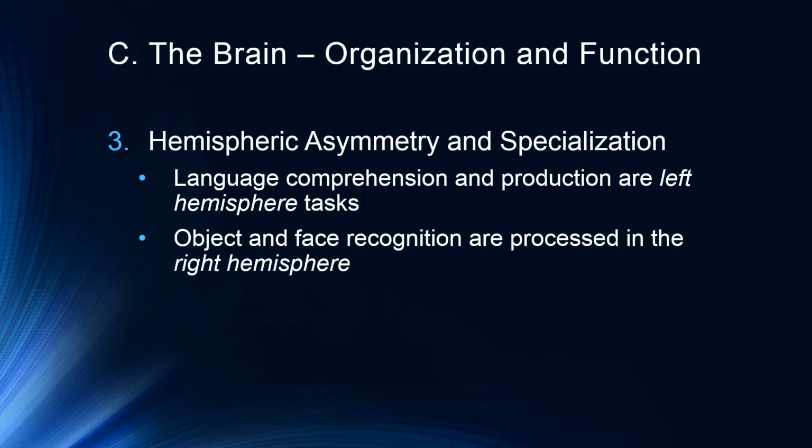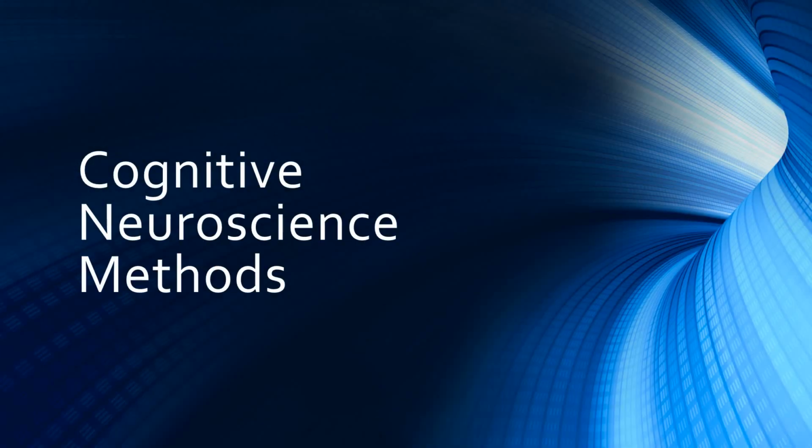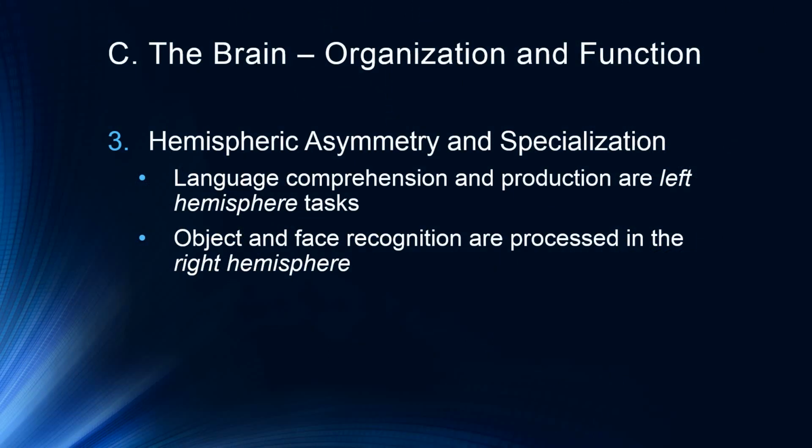A couple of tasks tend to be lateralized. Language comprehension and production tends to be more left hemisphere, particularly for people who are right-handed, whereas object and face recognition tend to be processed more in the right hemisphere. Well, that's our very quick introduction to some basic neuroscience. In the next lecture, we'll be talking about cognitive neuroscience methods.